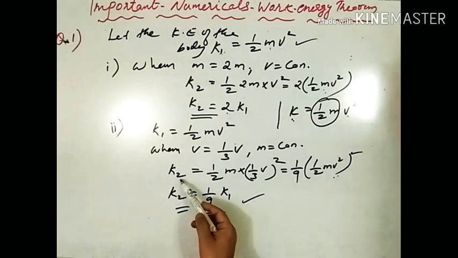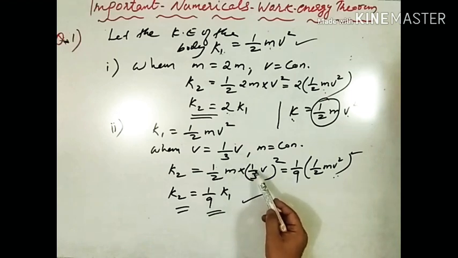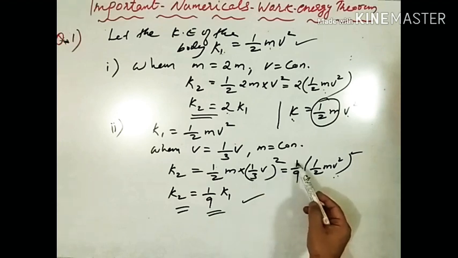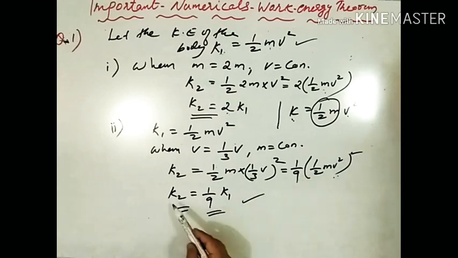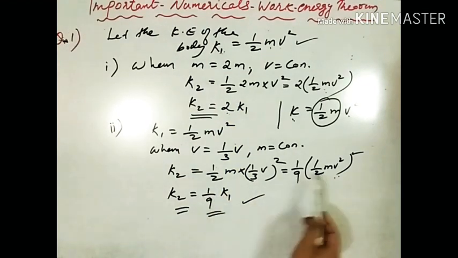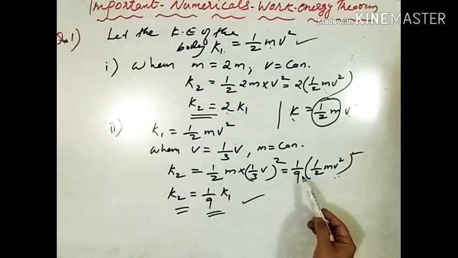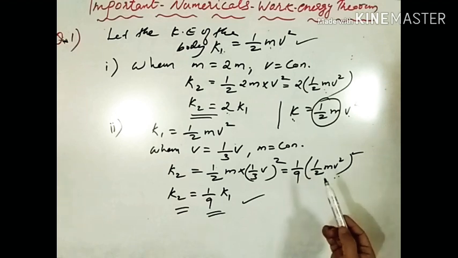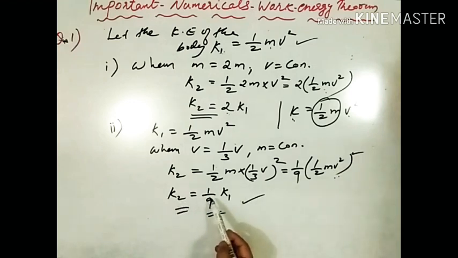What happens? The final kinetic energy K2 is equal to half into m into v square, that is v is equal to 1/3 of original v. So 1/3 v the whole square. So that's equal to, I can write 1/3 the whole square, 1/9 half mv square. Simple mathematics. So it means the final kinetic energy K2 is equal to 1/9 of K1. What is half mv square? Half mv square is equal to K1, initial kinetic energy. So when the velocity is reduced to 1/3, what happens? Since velocity is squared, the final kinetic energy is reduced to 1/9th part of initial kinetic energy.